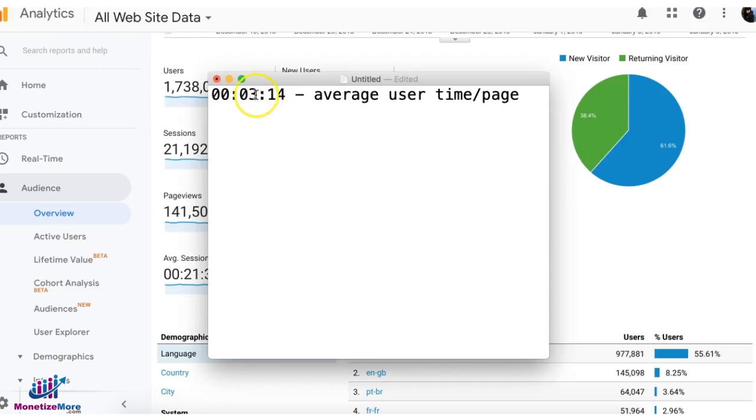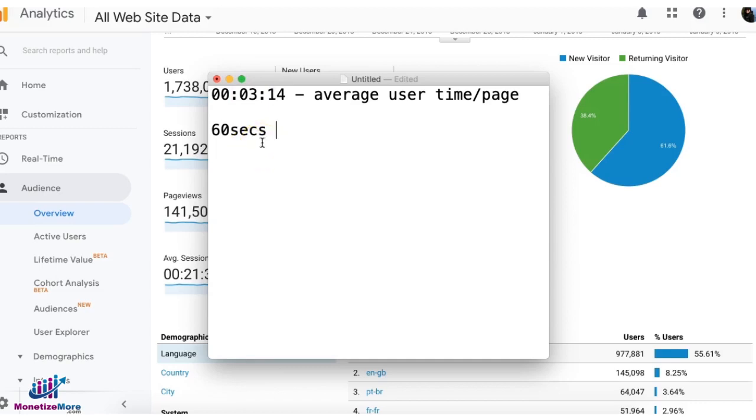So now that you have determined that it's 3 minutes, 14 seconds average user time per page, you start asking yourself, how many times do you want your ads refreshed per page? Or for every time the user stays on a single page, how many times do you want the ad refreshed? So let's say you want it refreshed at least 3 times while the user is on that page, then maybe you can do every 60 seconds for this one.